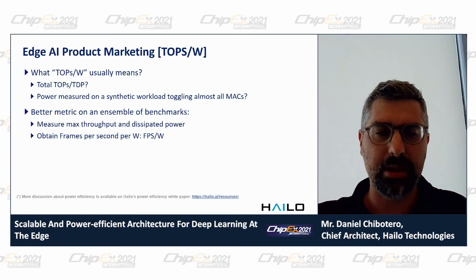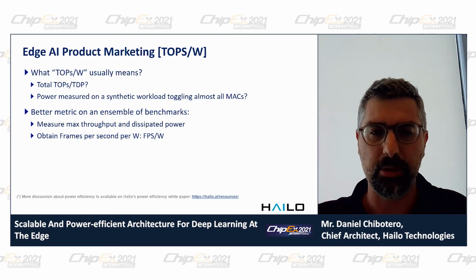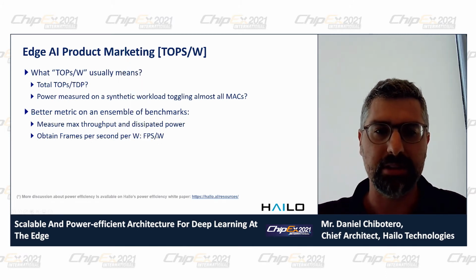And the actual metric that edge AI products care about is probably measuring an ensemble of benchmarks, measuring the top throughput and the dissipated power for these benchmarks, and obtaining this figure, frames per second per watt, or FPS per watt, for this ensemble of benchmarks.